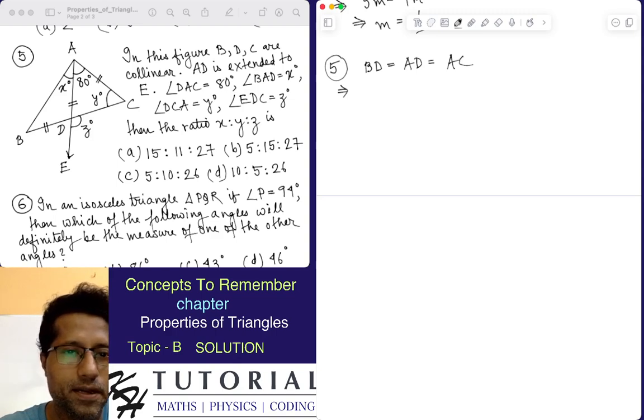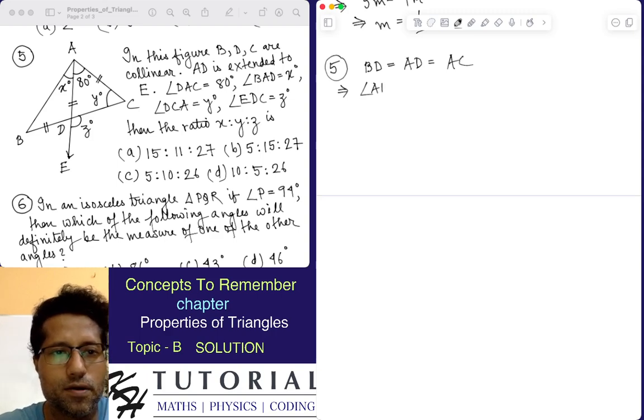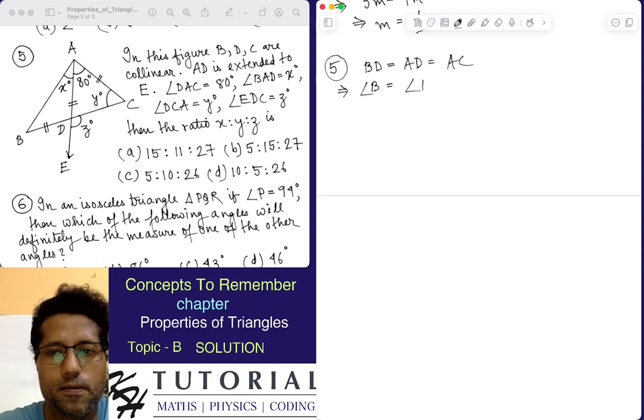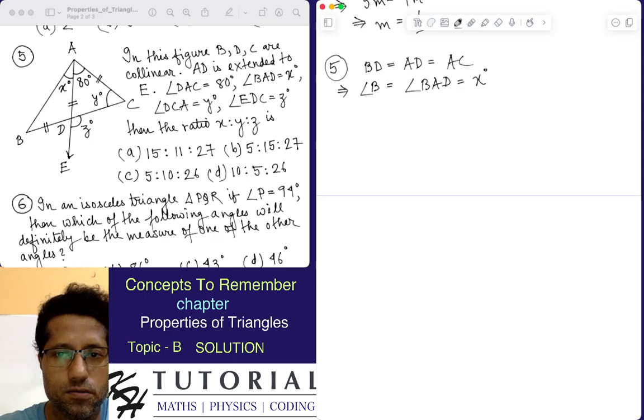So in triangle ABD, we have BD equals AD. This will imply angle ABD, or we can say angle B, is equal to angle BAD. We have angle B is equal to angle BAD, which is equal to angle x degrees, as given. Also, we have AD is equal to AC.